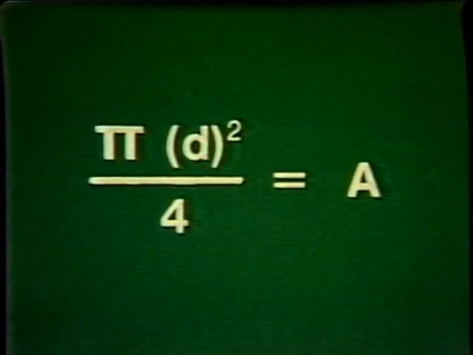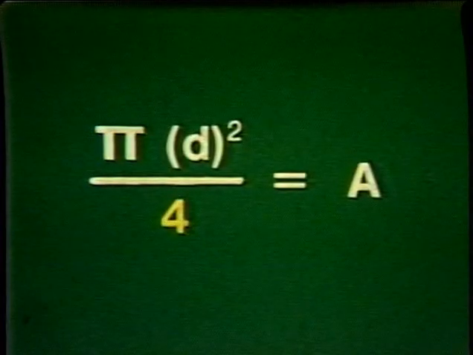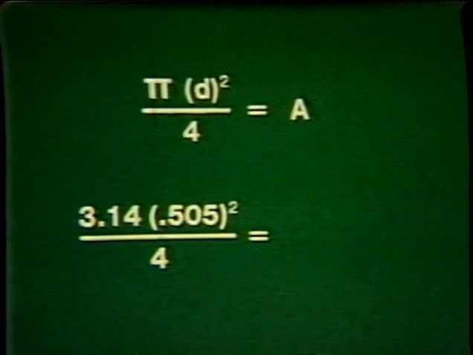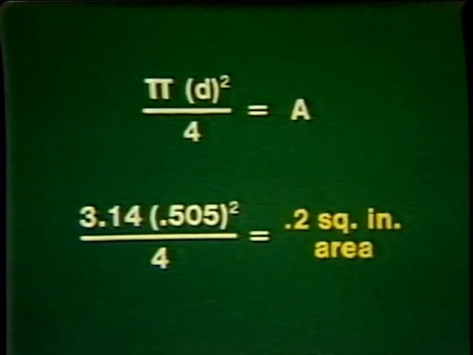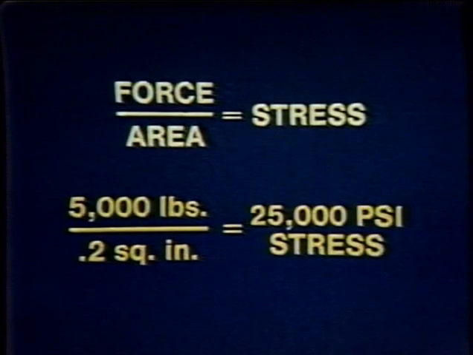The area of a 505 specimen is determined by squaring the diameter and then multiplying by pi, or 3.14. This value is then divided by 4. By substituting the numerical values, the result is 2/10 square inch. If the force is equal to 5,000 pounds, the stress becomes 25,000 pounds per square inch.